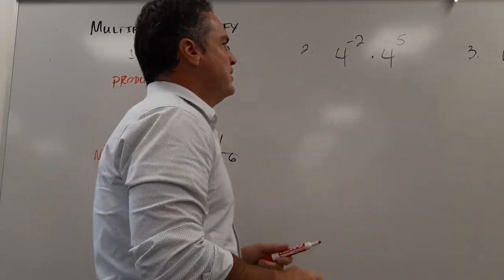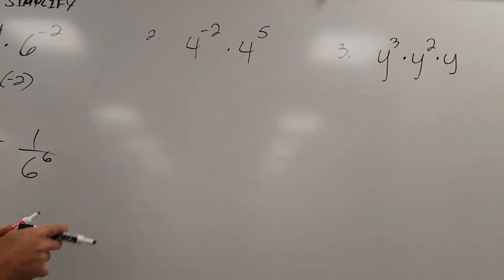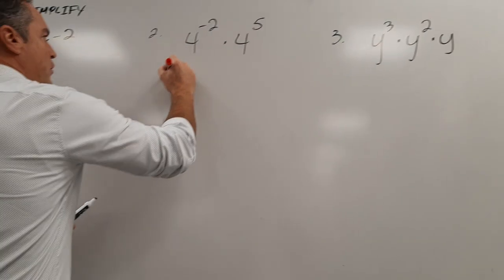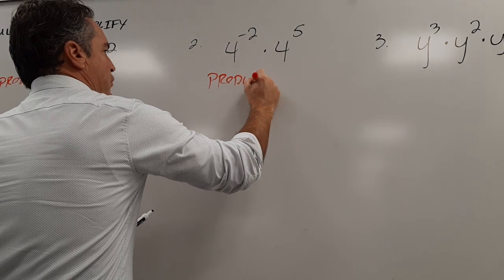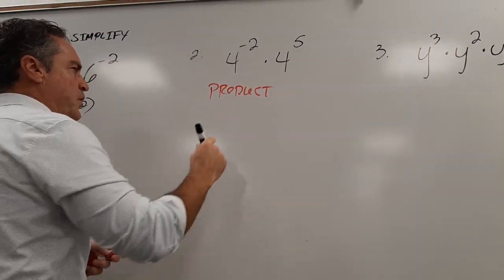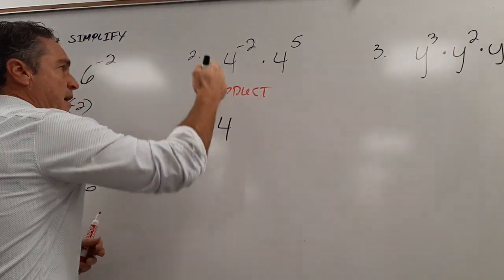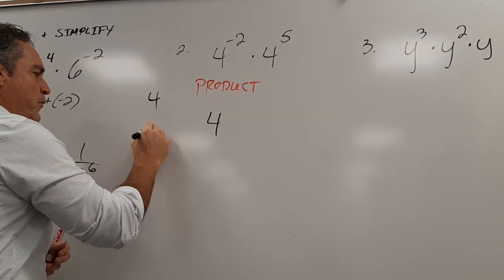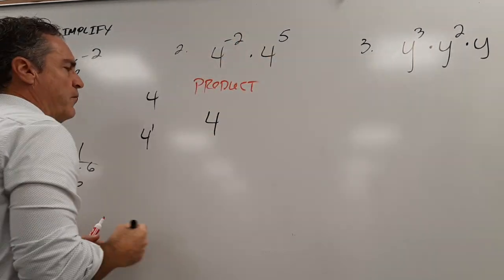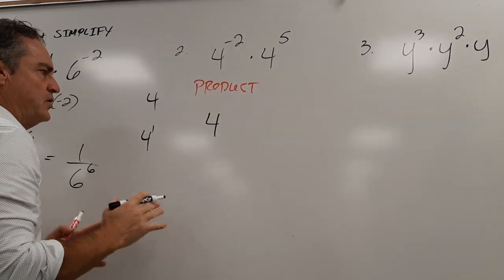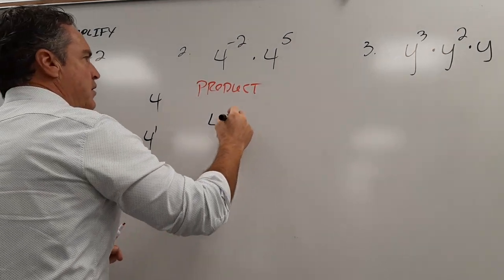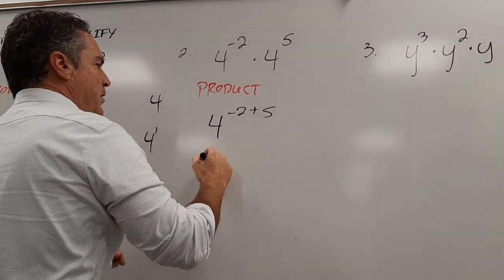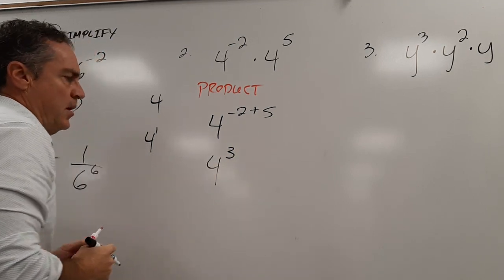Our next one, same kind of a concept here. We have the same base. Again, this is the product rule. The product rule alone should take care of the negative exponent. The base is 4. Again, that is not 4. 4 would be 4 or 4 to the 1. That's 4 to the negative 2 and 4 to the 5th. So we can't multiply 4 times 4 and call it 16. This is going to be 4 to the negative 2 plus 5, which is 4 to the 3rd.